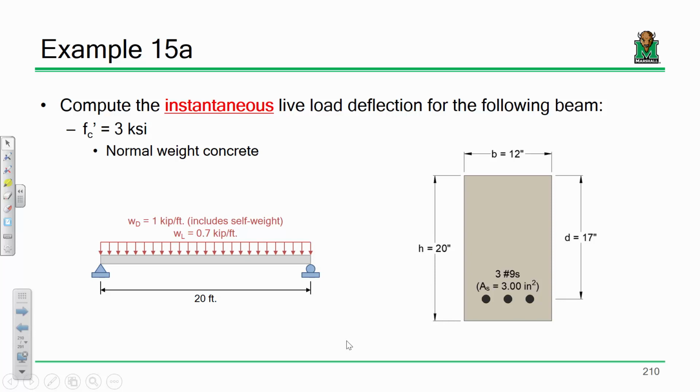Okay, all right. So we've got the instantaneous live load deflection on this beam. It's 3 ksi normal weight concrete. It's 20 foot long. We've got 1 kip per foot in dead load, and then 0.7 kips per foot in live load. The beam is 12 inches wide by 20 inches tall. It has a 17-inch effective depth, and there are 3 number 9s in it.